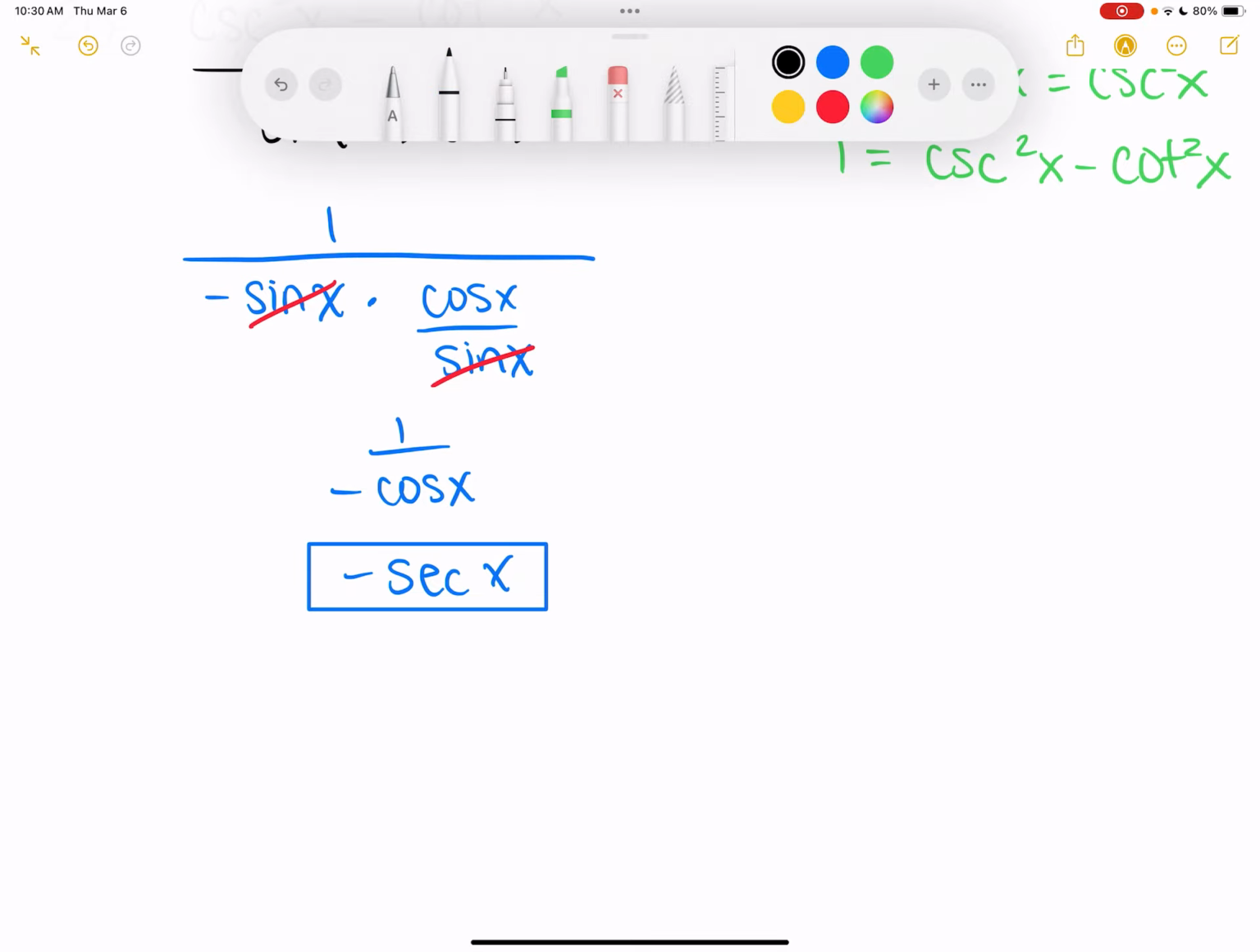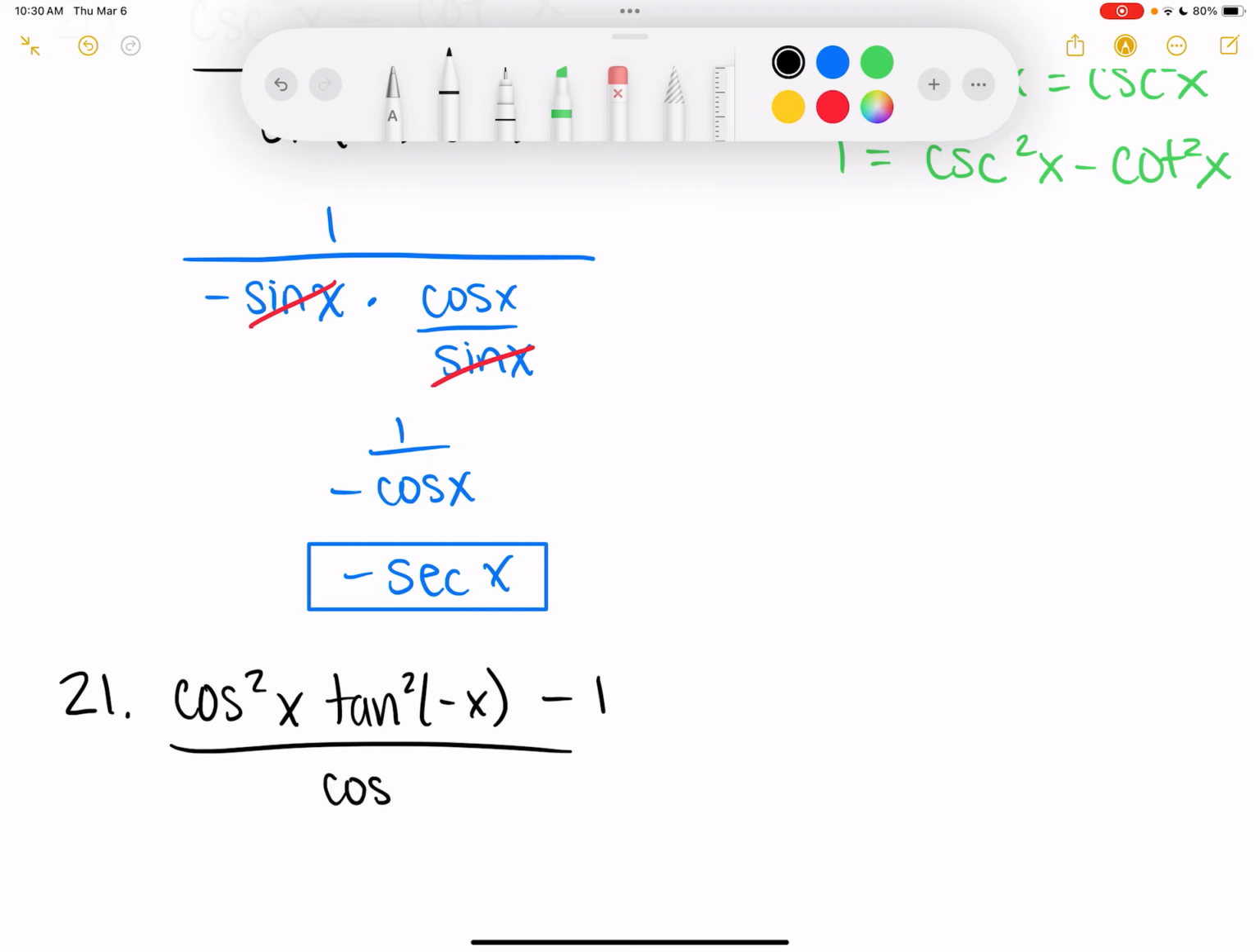All right, 21. I know I don't normally do an odd one, but this one's a little more complicated, so I want to do it for you. Cosine squared of x times the tangent squared of negative x minus 1 divided by cosine squared of x. What the heck? I see squares, so I think Pythag. Okay, so that is my first thought.